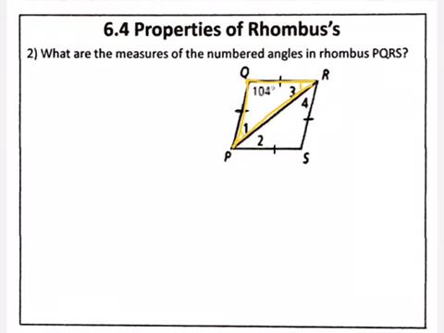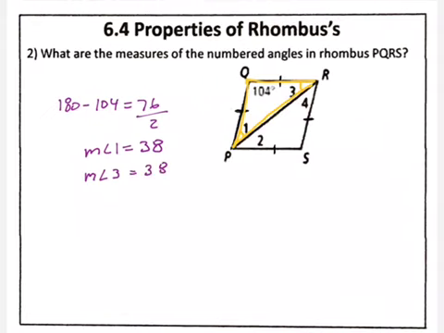So to find it, we're going to take 180 minus 104, which gives us 76, which is the sum of the two angles 1 and 3. Then we just need to divide that by 2, and we get that the measure of angle 1 is 38, which is the same as the measure of angle 3. But because we know diagonals bisect angles, we know 4 and 2 and 1 and 3 are all the same. So angle 2 is also 38. And we also know that angle 4 is also 38 degrees.